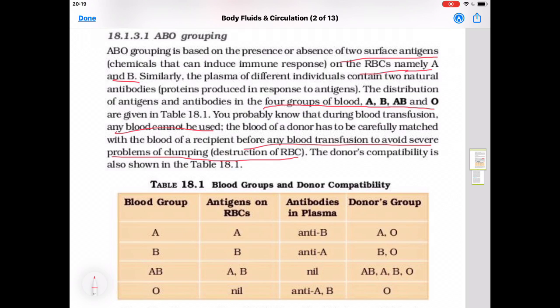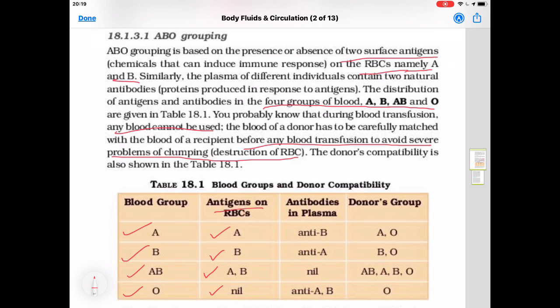So the blood groups can be of four types: A, B, AB and O. On the surface of RBC, in blood group A, antigen A is present, in blood group B, antigen B is present, and in blood group AB, both antigen A and B are present on the surface of RBC. And in the blood group O, no antigen is present on RBC. You can see O or 0 means no antigen is present on RBC.